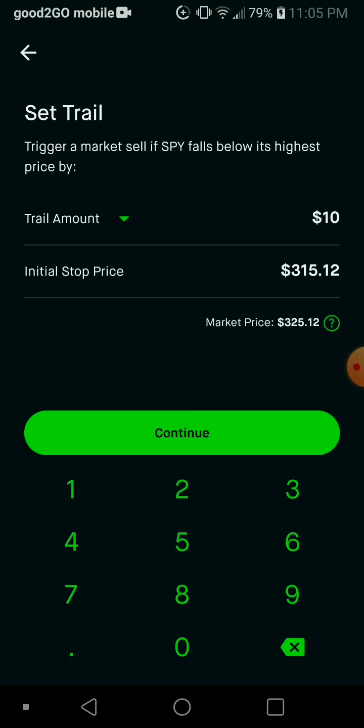So now the maximum, starting from this moment, is the stock price now, which is 325.12. So the trailing stop at this moment is going to be 315. Later, if the stock goes up from 325 to 335, the trailing stop is going to change from 315 to 325. If the stock price goes up to 400, the trailing stop is going to go from 315 to 390, which is $10 less than the maximum. So it's going to follow it.